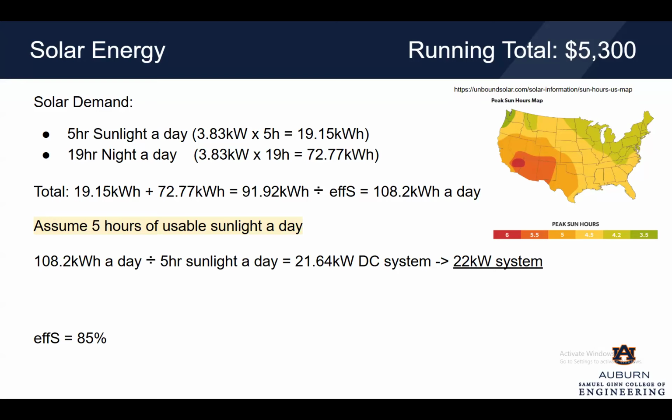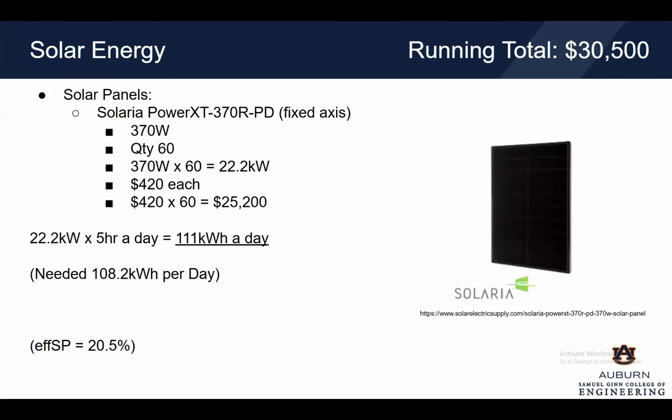And for most of these calculations, we are very, very conservative, because when it comes to solar, you just need to be conservative. So to meet that 22 kilowatt system, we have these Solaria solar panels. They are each 370 watts. And so 60 of them gives us a 22.2 kilowatt system at $420 each.